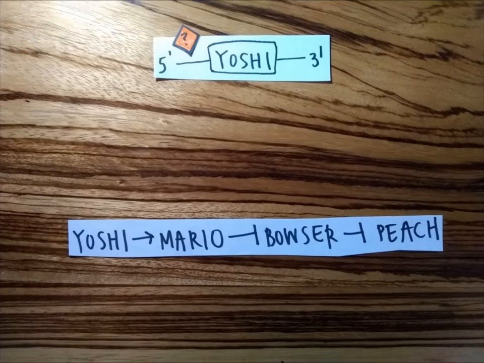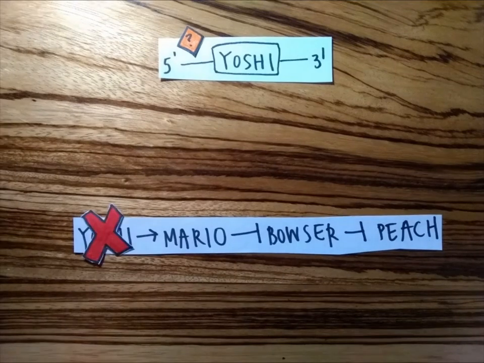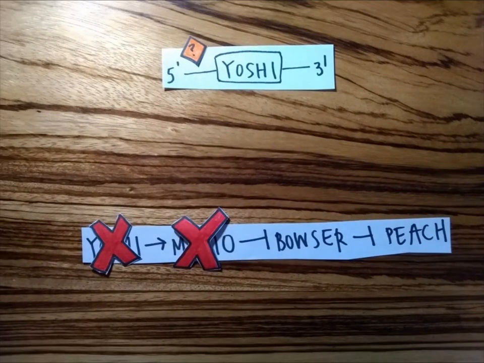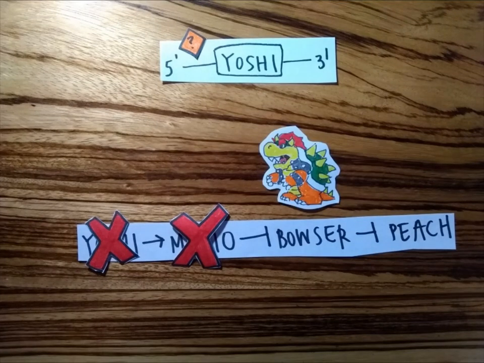If there's a mutation in the Yoshi gene, that gene will not be properly expressed and will not be able to stimulate expression of the Mario gene. This will result in the Bowser gene not being inhibited. Therefore, Bowser will be expressed and Princess Peach will be inhibited.